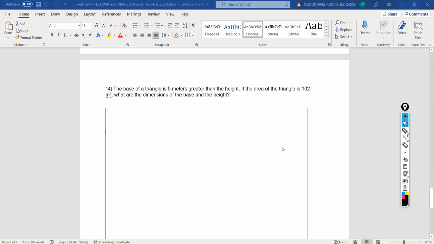The next: the base of a triangle is 5 meters greater than the height. So let's draw a triangle. They don't tell me what type of triangle this is, so let me draw whatever triangle I want. I'm gonna draw this general triangle. There you go. This is the base, this is the height, and the base of the triangle, which I'm gonna label as B, and this is the height.